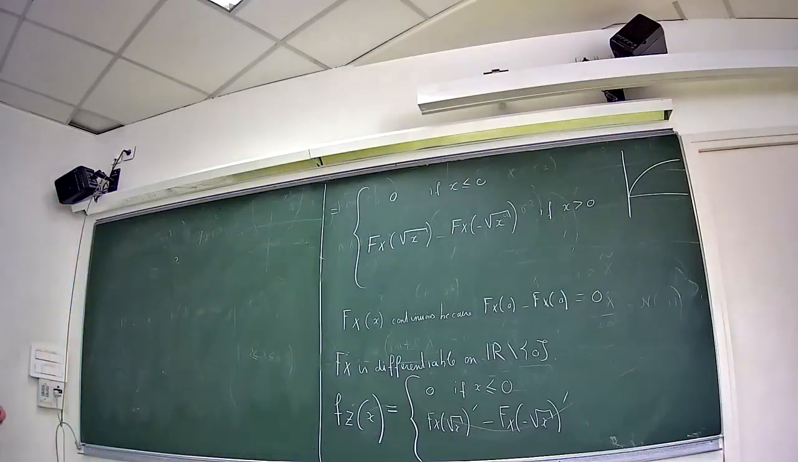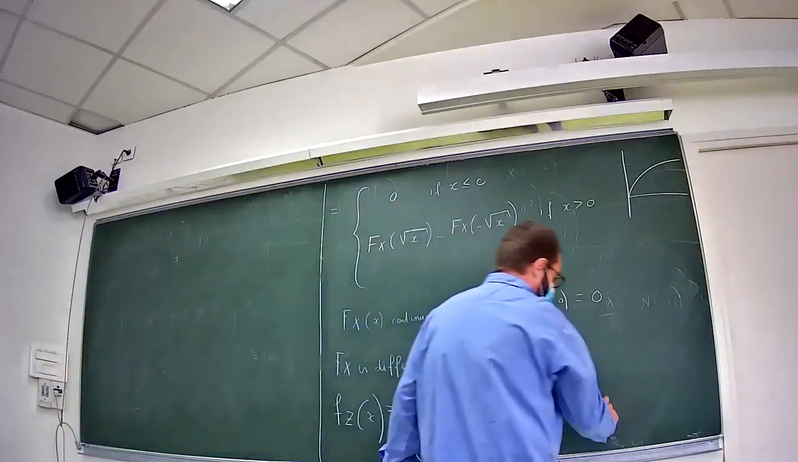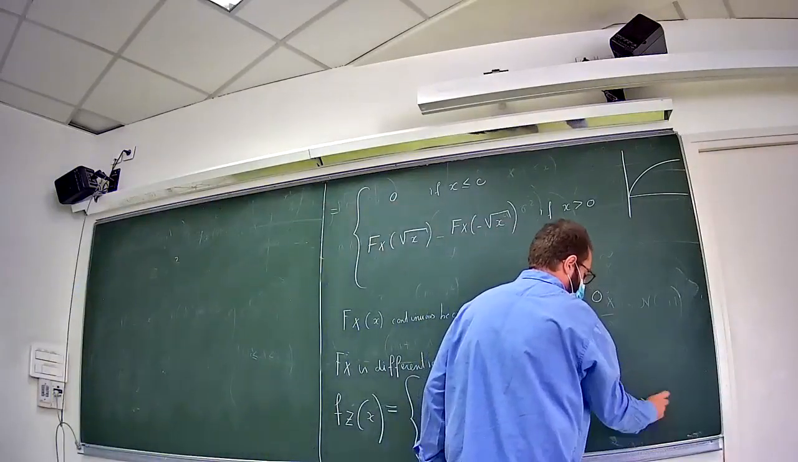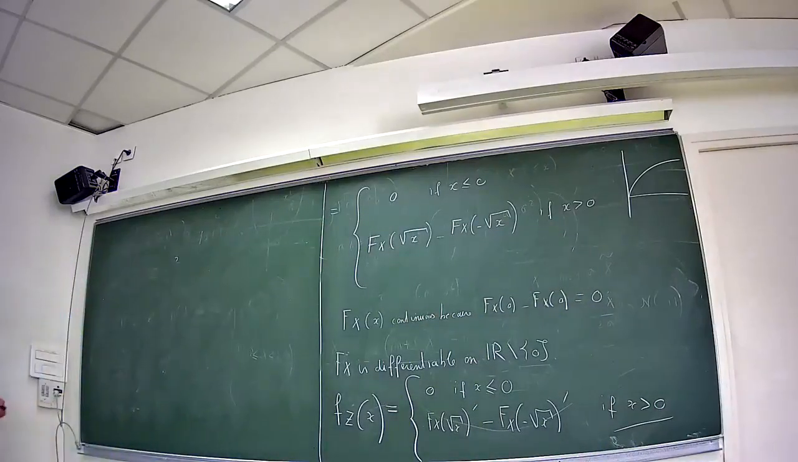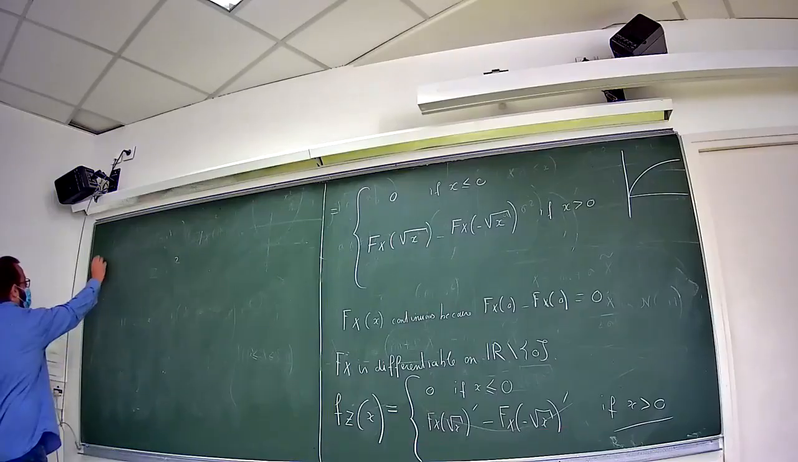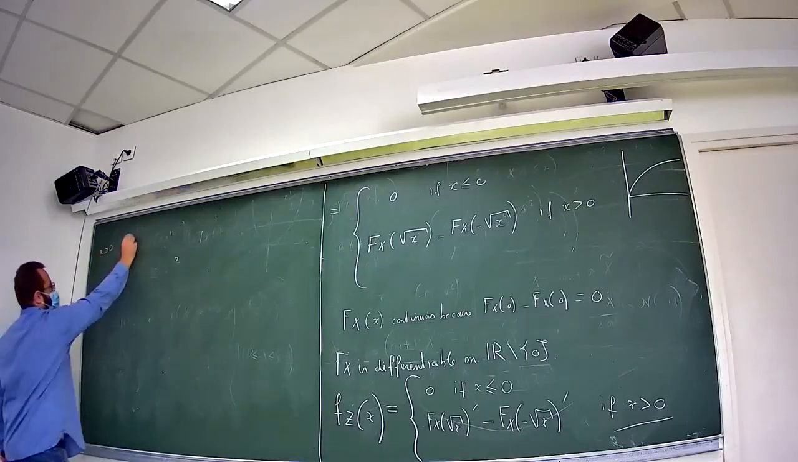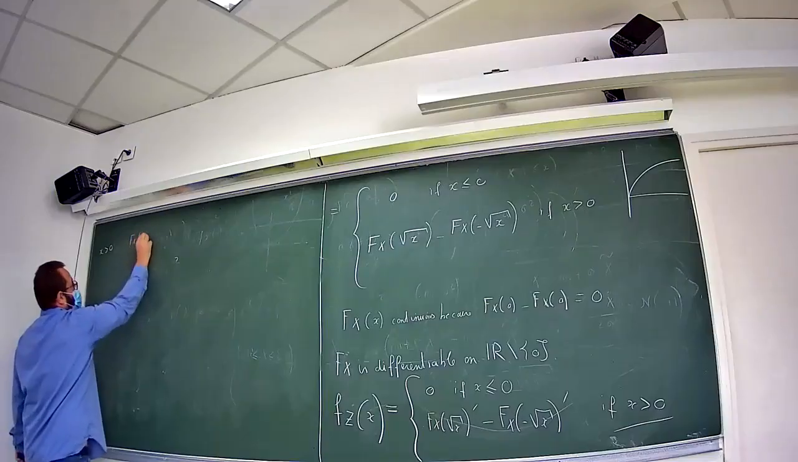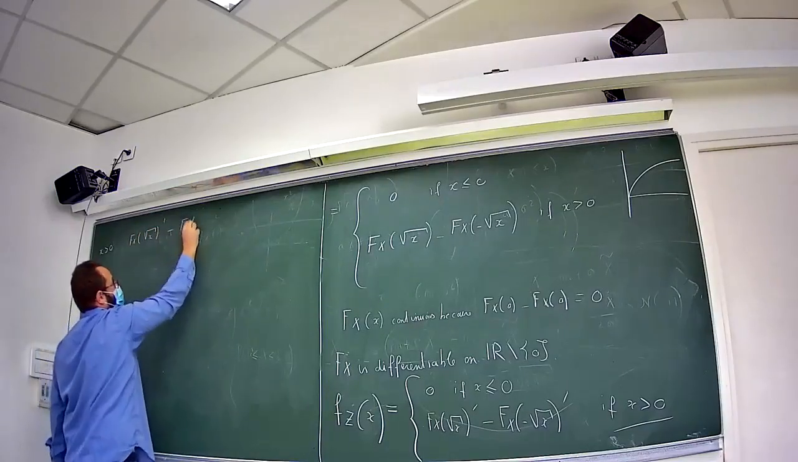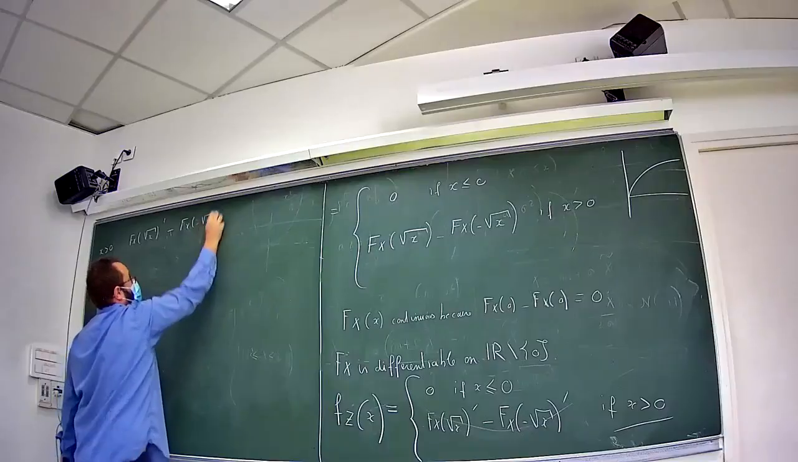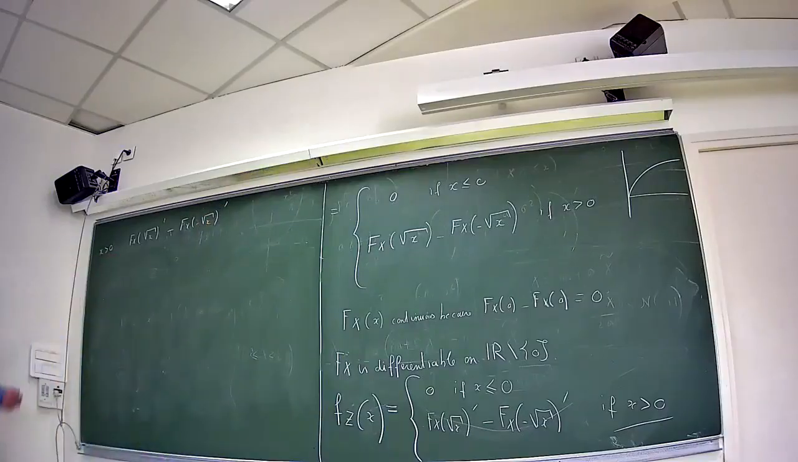And now it remains to compute. So here it's for if x is strictly positive, I compute the derivative of this part here. I am interested in the derivative of this one minus the derivative of this one. Okay, so it's a compound function, f composed with j.